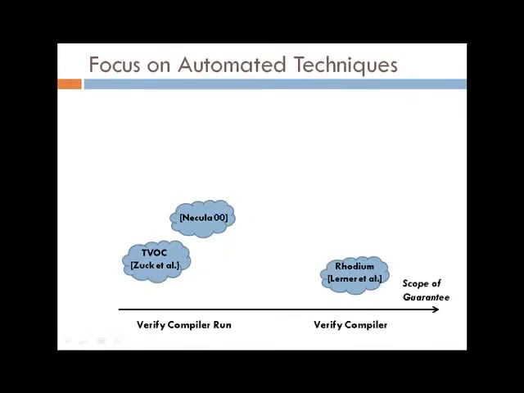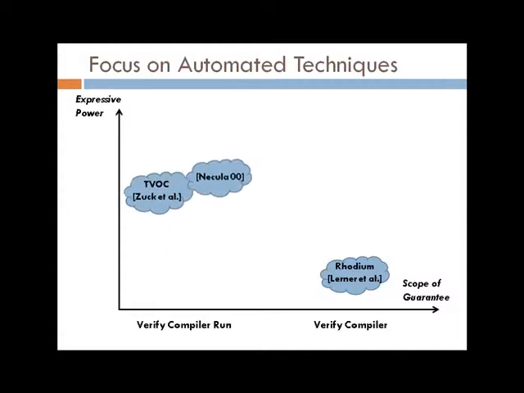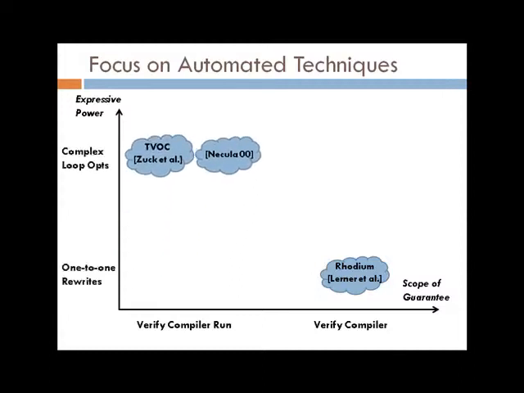First, we look at the scope of the correctness guarantee. Here, translation validation provides a smaller scope of guarantee because it's possible for the compiler to hit a bug, while the goal of a priori techniques is to eliminate correctness bugs before the compiler ever runs, thus ensuring that every run is bug-free. The other dimension is expressiveness, which considers the range of optimizations a technique can handle. Here, translation validation is the clear winner. State-of-the-art translation validators can check complex loop optimizations, while Rhodium only handles one-to-one rewrite rules, which transform a single statement at a time. The work I'm presenting bridges this gap.